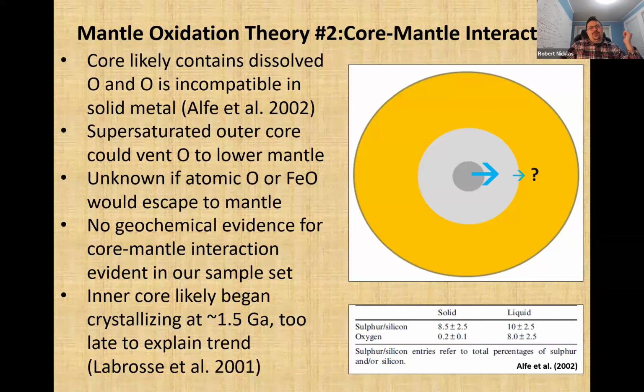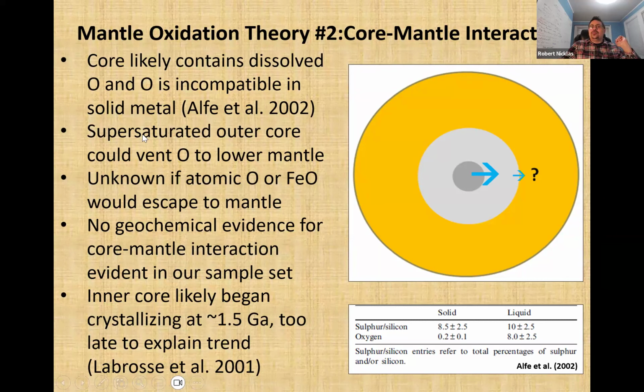And this is much more speculative than the crustal recycling model. So we know a couple things. The core likely contains dissolved oxygen, and we know from ab initio calculations that dissolved oxygen is incompatible in solid metal compared to liquid metal. So as the solid inner core grows, the liquid outer core will increase in concentration of oxygen.